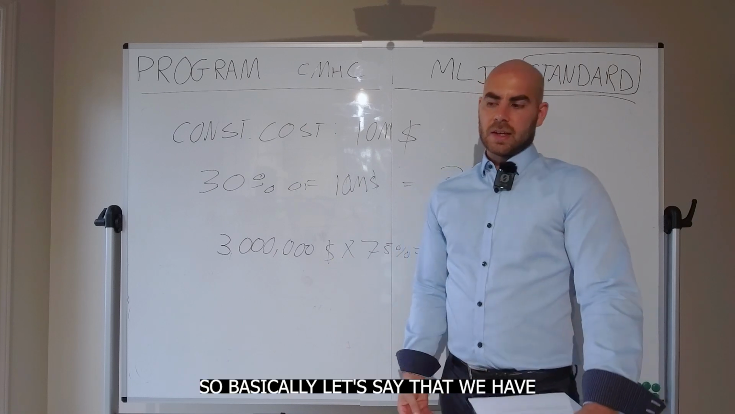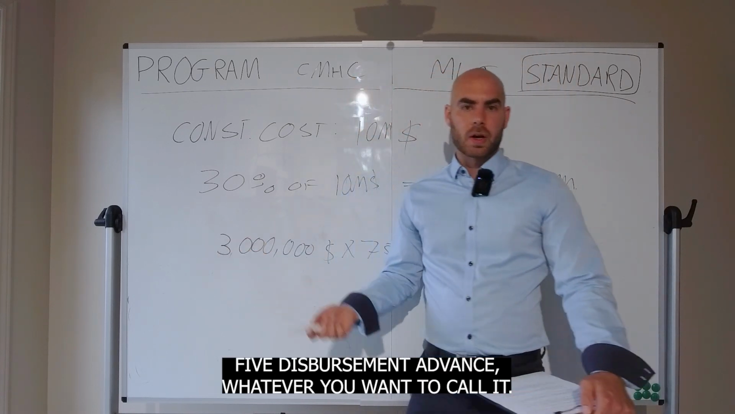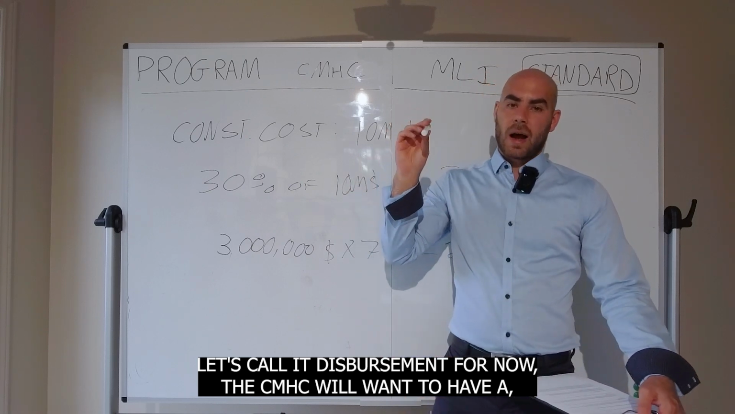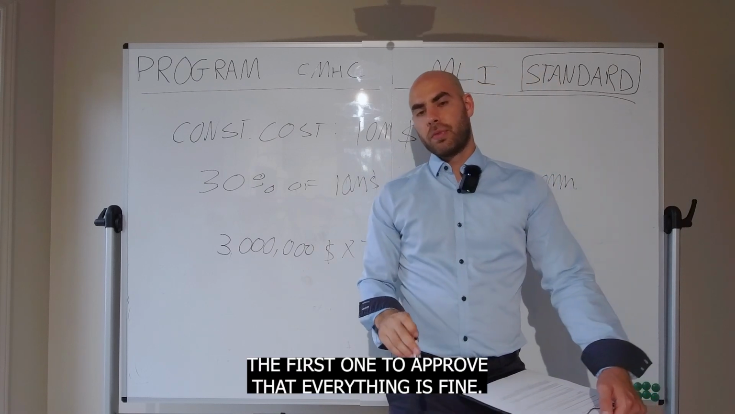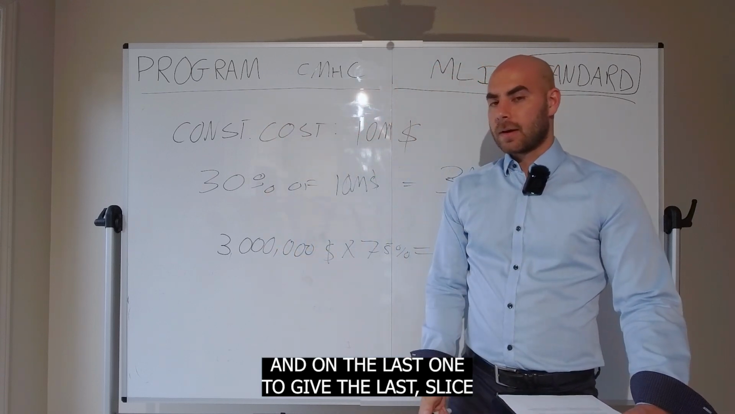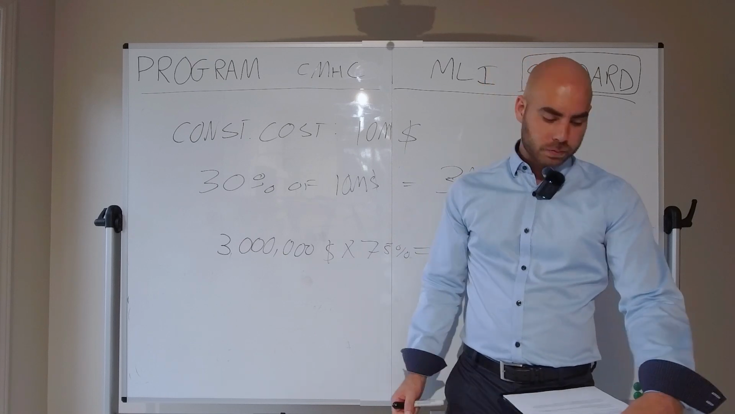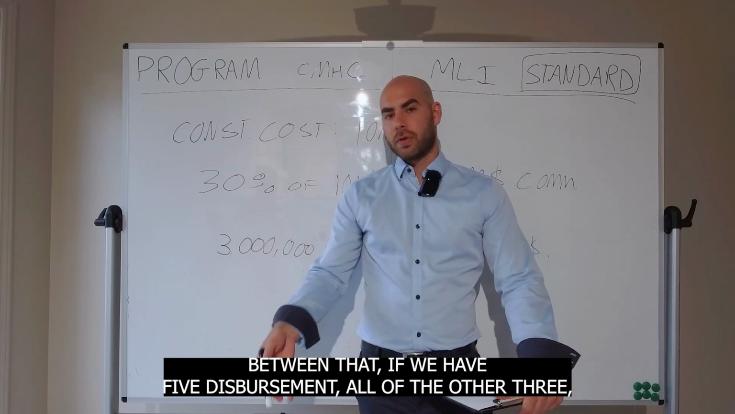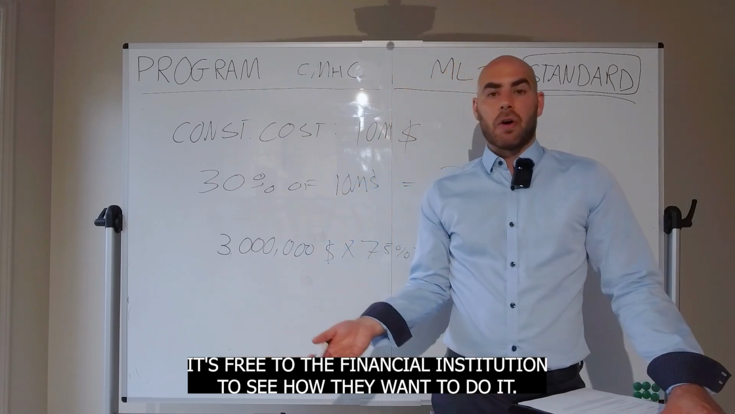So basically, let's say that we have 5 disbursements, advances, whatever you want to call it. Let's call it disbursement for now. The CMHC will want to have a say on the first one to approve that everything is fine, and on the last one to give the last slice of the loan to value that can reach 85%. Between those, if we have 5 disbursements, all of the other 3, it's free to the financial institution to see how they want to do it.